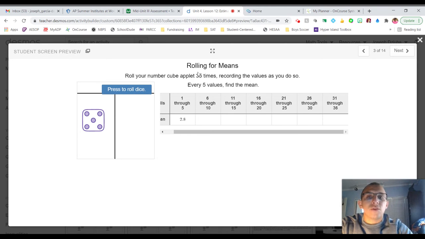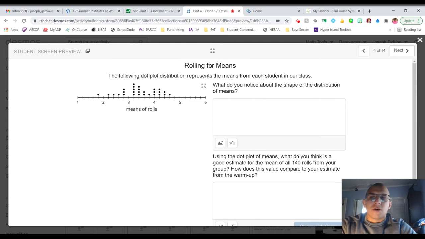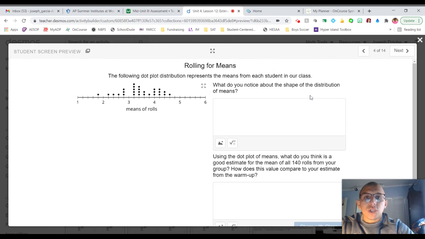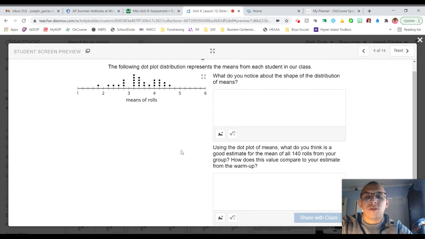We're going to do that for the 35 rolls. I should say 31 through 35. All right. Using the data from our class, we have this type of distribution regarding the average value for 5 rolls. Using that dot plot, what do you notice about the shape of the distribution of the means? And using that same dot plot, what do you think is a good estimate for the mean of all 140 rolls from your group? How does that value compare to your estimate from the warm-up?